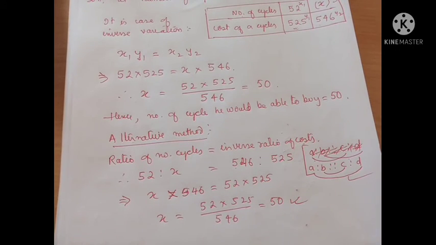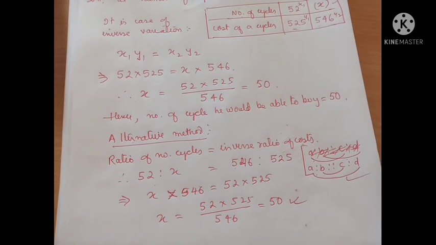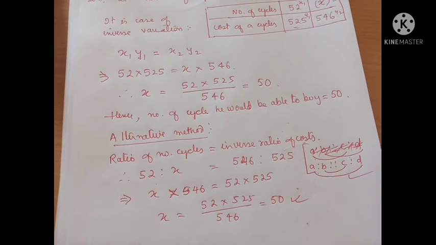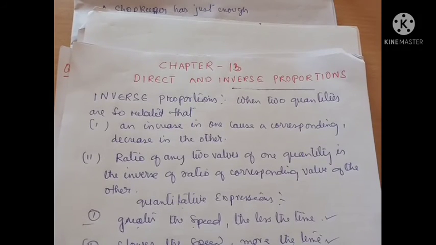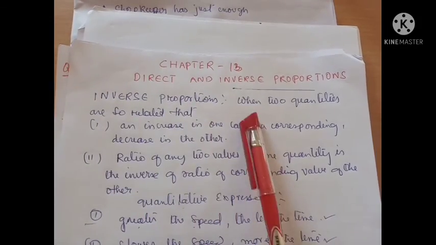In this form also we can calculate the inverse proportion. This is the ratio of the number of cycles, and on the other side will be the inverse ratio of the cost of the bicycle. By using the proportion formula we can find the number of bicycles also. This is extra question number 5. Today we have concluded the last portion of chapter number 13, that is inverse proportion.